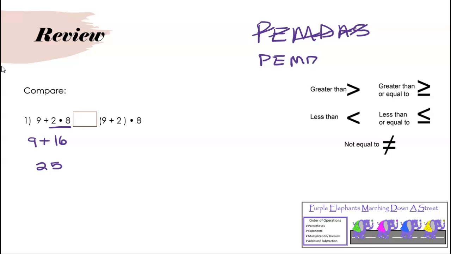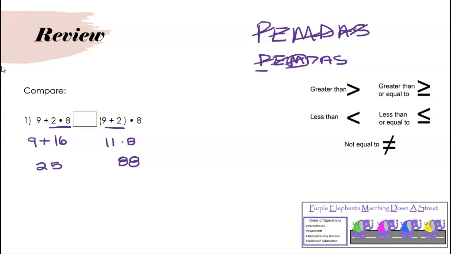Here I go. I'm writing my PEMDAS here. I do have parentheses. So I add 9 plus 2, right here, 9 plus 2. That is 11. Then I'm going to multiply that times 8. I do not have any exponents, but I do have multiplication. This is what I'm going to do now. 11 times 8 is 88.